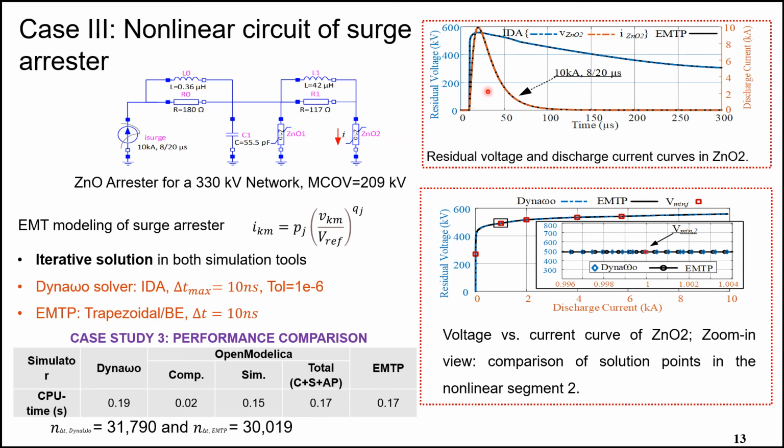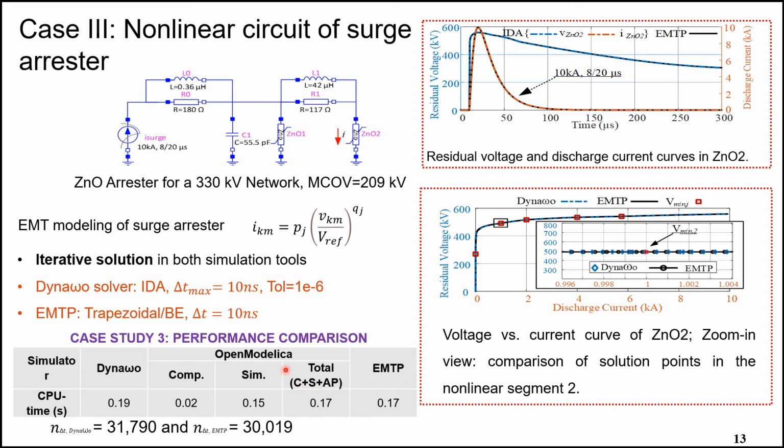We can see that the results obtained by EMTP and Dynaωo are superimposed. Below, we can see the nonlinear resistance of Zn2 obtained by Dynaωo and EMTP. We can see an excellent agreement between these two solvers here as well. It should be mentioned that in both solvers we have used iterative solutions.